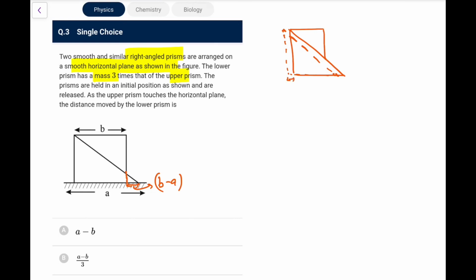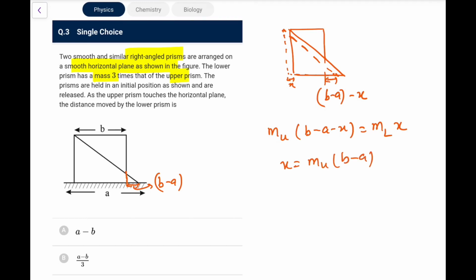So what we say, if this shifts by x, this is actually shifted by b minus a minus x distance. Because the CM will not shift horizontally, it can shift vertically but it won't shift horizontally. What I can have, mass of the upper prism into distance moved, b minus a minus x forward, would be equal to the mass of the lower prism into distance x. That is what I can write. So simply this x will come out as mass of upper into b minus a divided by mass of upper plus mass of lower.